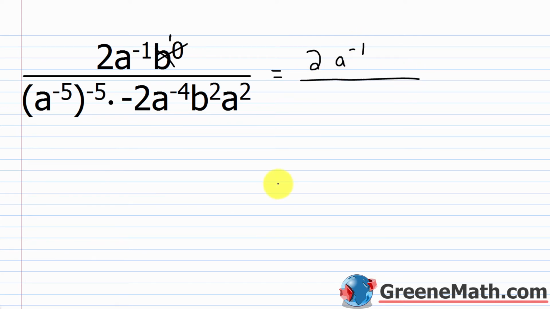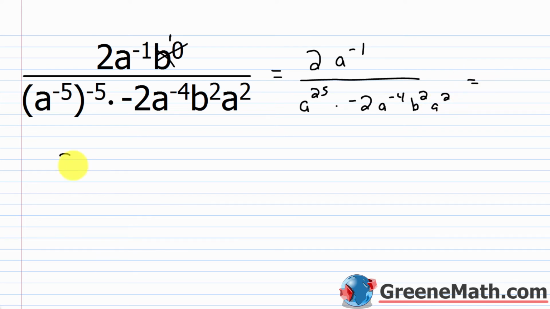For my denominator, I got a lot of stuff going on. So I've got a to the power of negative 5 raised to the power of negative 5. So a stays the same. Negative 5 times negative 5 is 25. Then times, you have a negative 2, a to the power of negative 4, b squared, a squared.